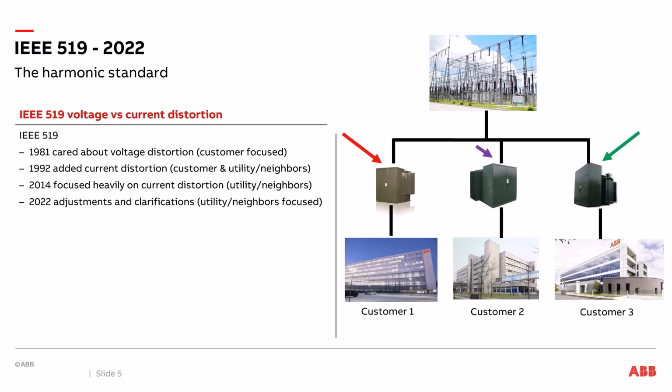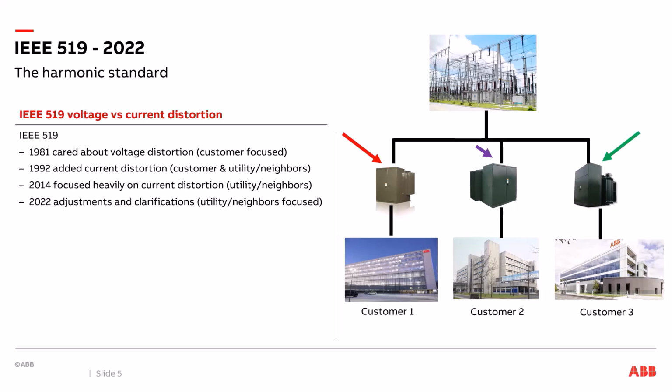One of the reasons they had to do this is because if you had multiple customers on the grid and you had one that was a bad actor and was really messing up the power quality, it was hard to determine, hey, who is the problem child here? So they put specifications and requirements in there for current distortion, because current distortion is unique to an individual customer or building, where voltage is kind of shared across the entire network. So in 1992, they added that current distortion.